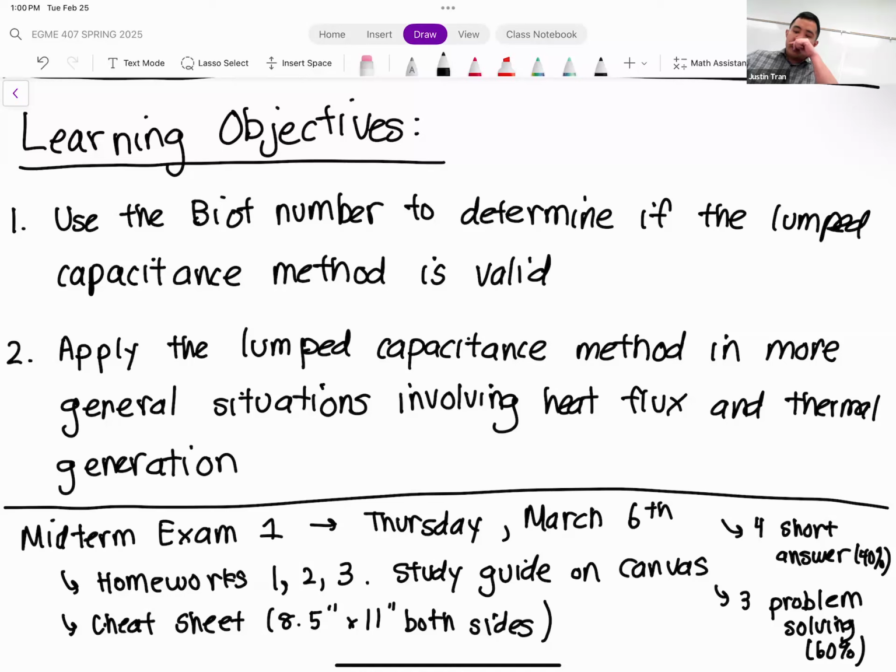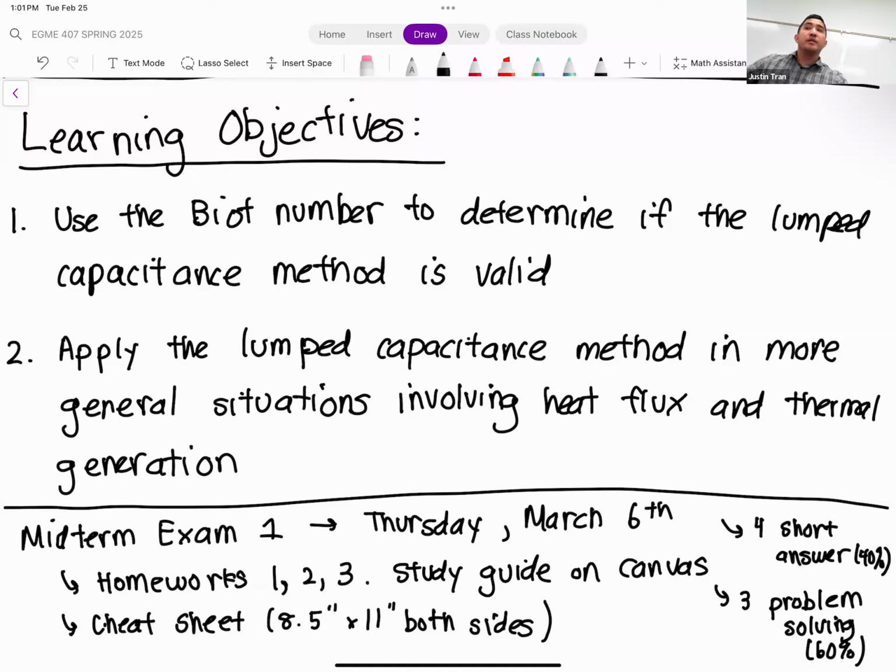The other thing I posted on Canvas, you may have noticed on the weekly page for week 6, is a study guide. The study guide is a good place to go to get a bird's eye view of everything that we've covered up to this point.